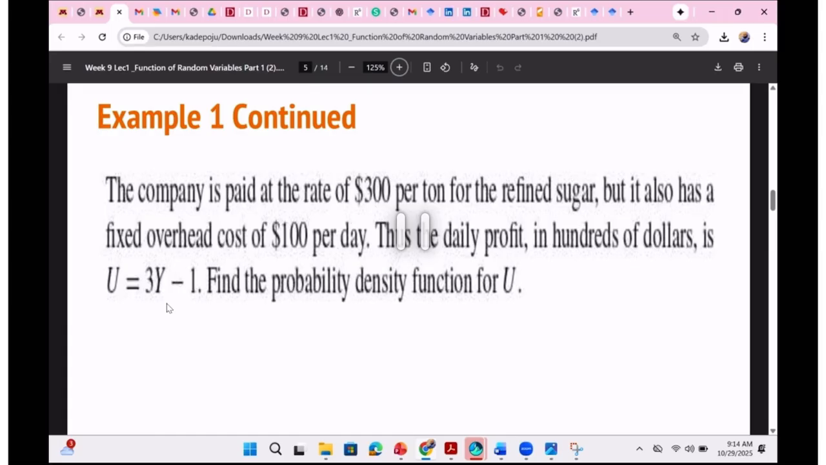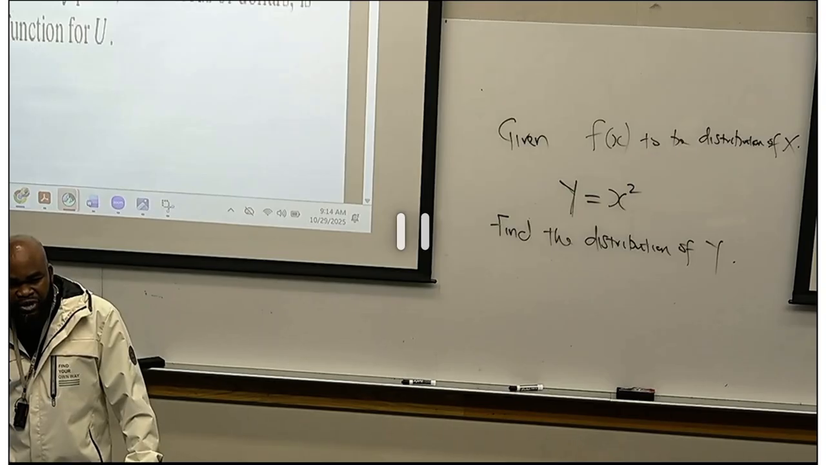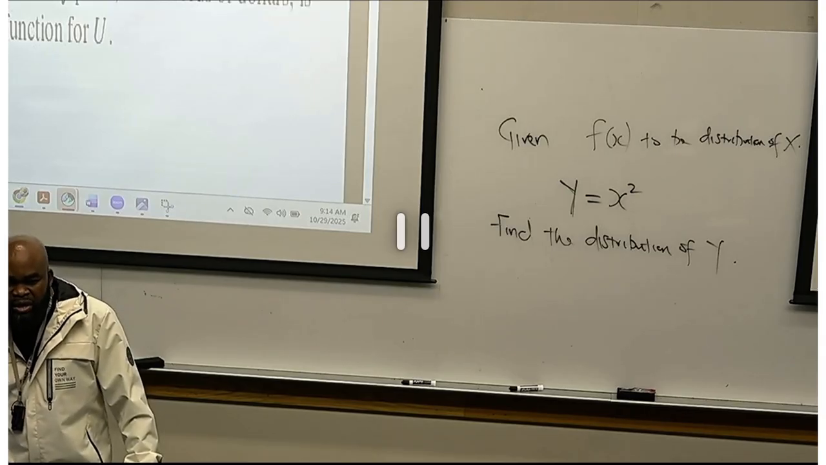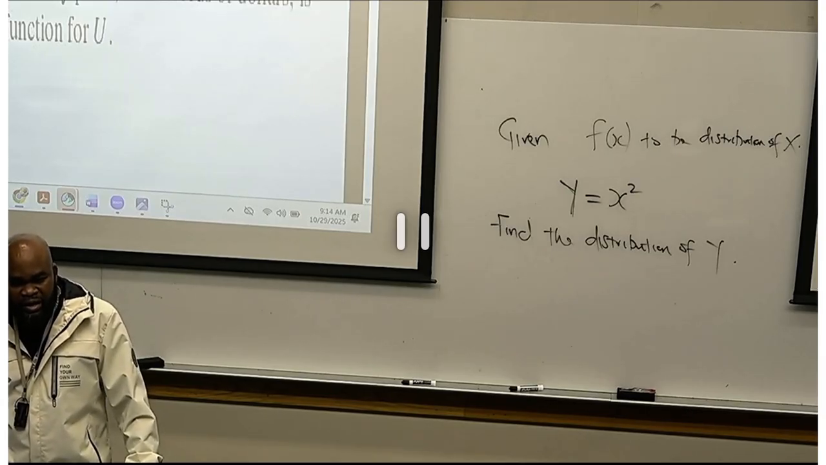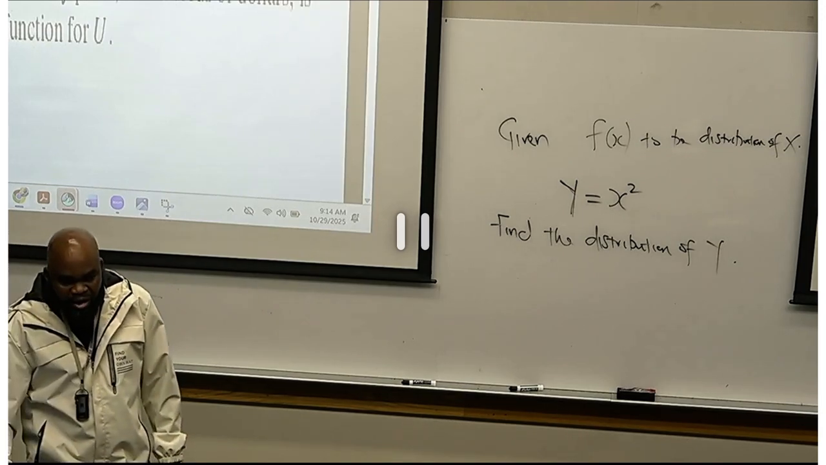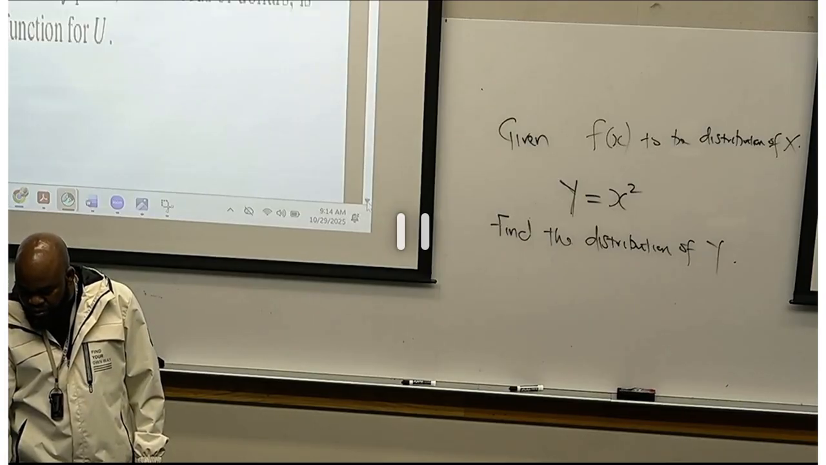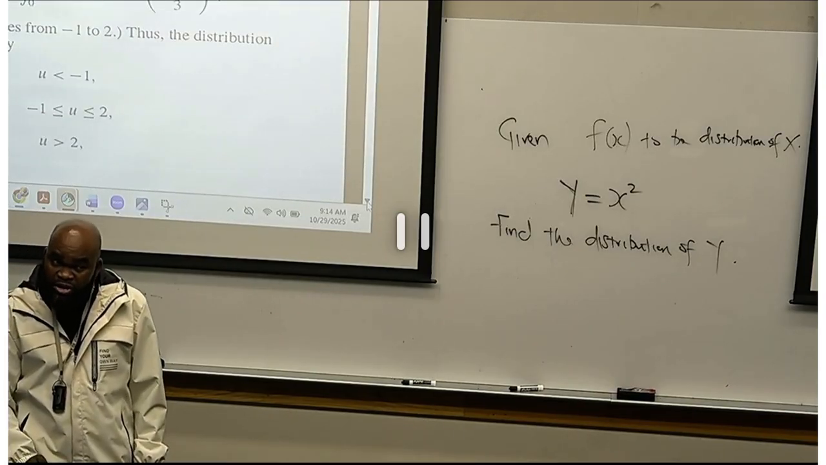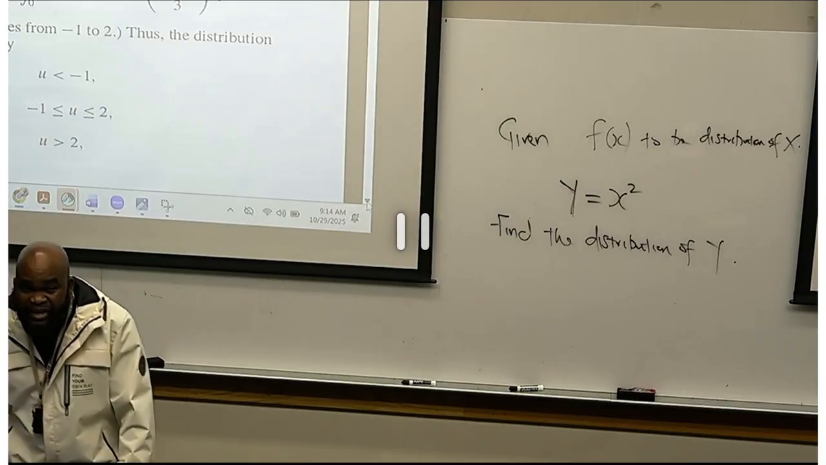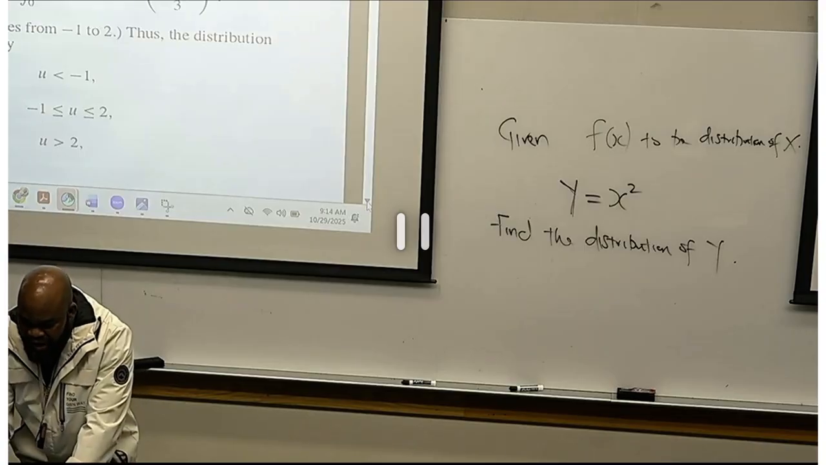Now, what we want to do here is to find the probability density function for u, because without finding the probability density function for u, there is no way the company will be able to find average profits, the variance of profits, and so on. Now, let's get started. I want us to use the method of distribution function. It's mathematical. I need you to pay attention now. Focus on the board.